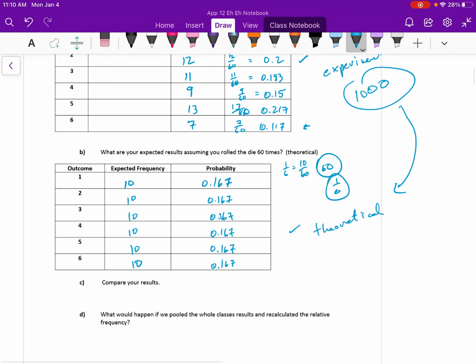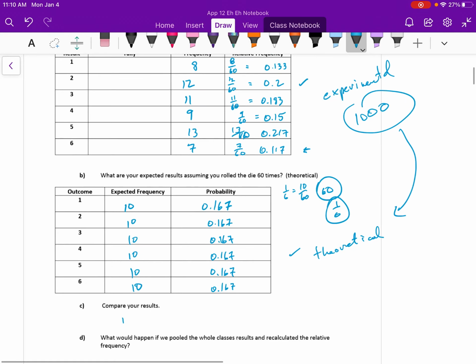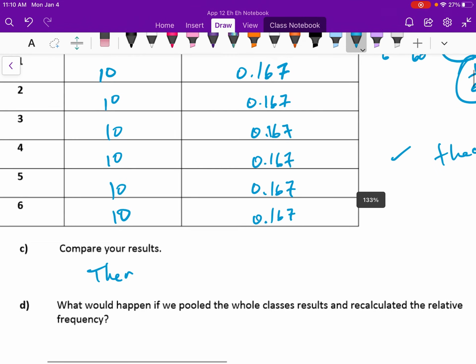So compare your results. Now, here, things looked okay. Compare my results. I would say there are some differences. That's what I would do, right? There are differences. And I'm just going to say there are minor differences.